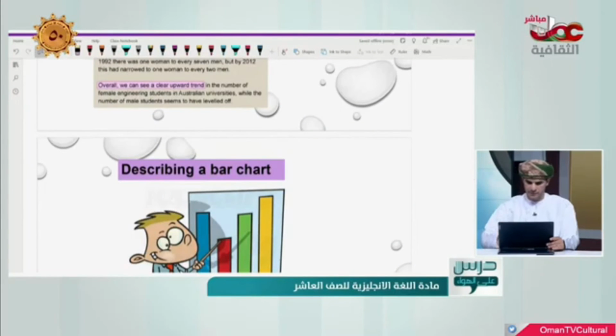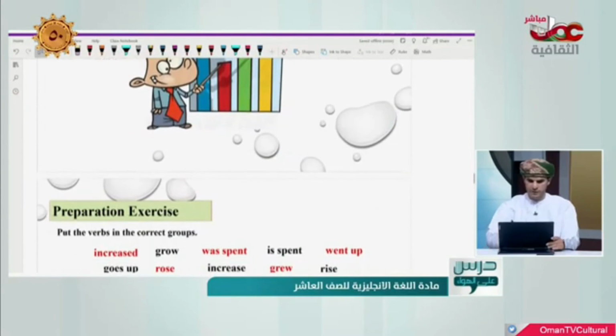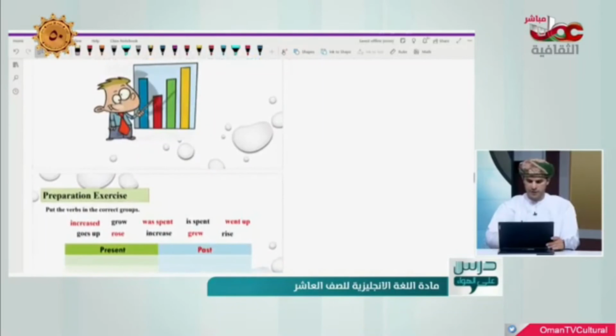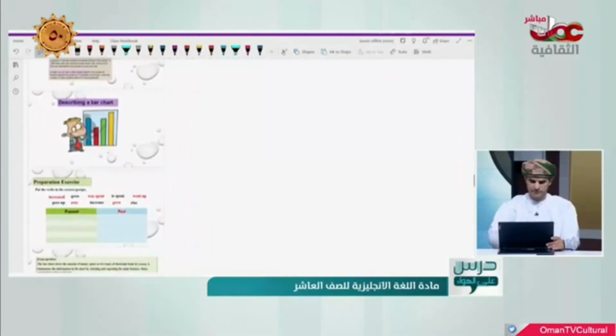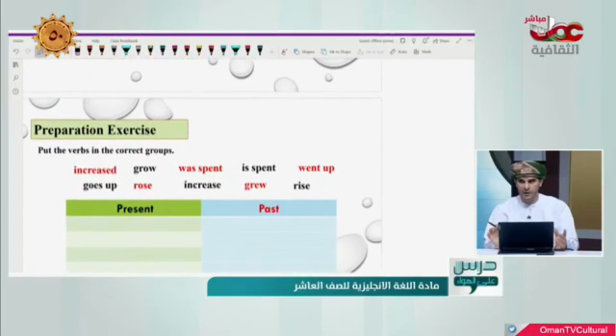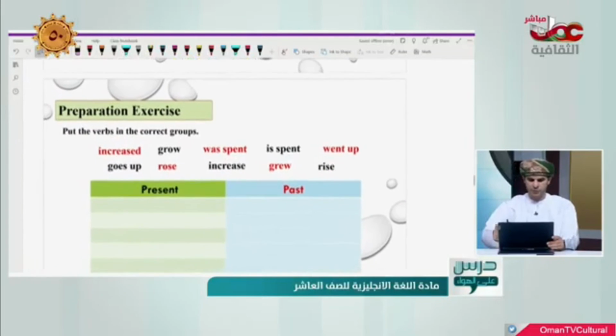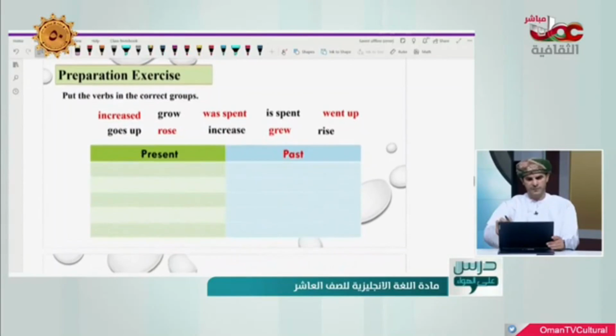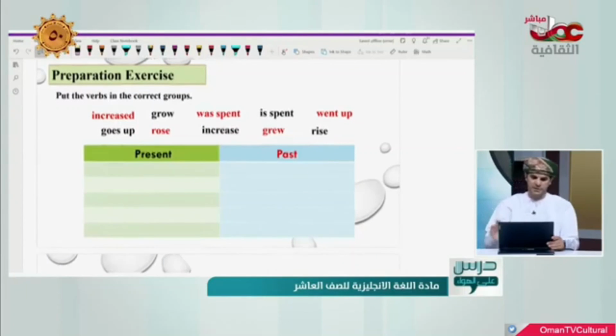Now, let's go quickly to number one. Exercise. How to describe a chart. We are done with writing about a chart. Let's go quickly to how to describe a chart to know the difference between writing a chart and describing a chart. Look here. Just a quick answer here.